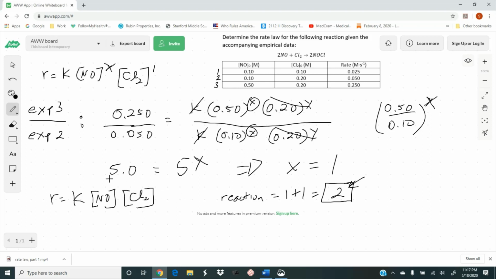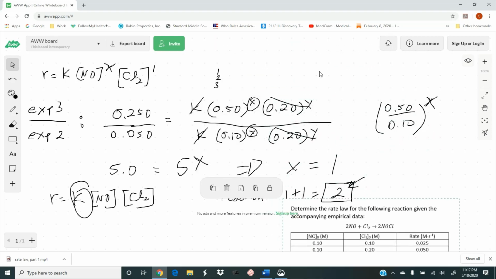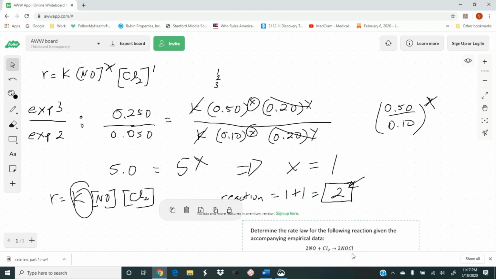All right, so we found those things. The last thing we need to find is K. At this point, finding K is pretty easy because you have the information: rates, NO concentrations, and Cl2 concentrations. So we can go ahead and just use our information from these equations here. I'm going to go ahead and move this down again a bit more.